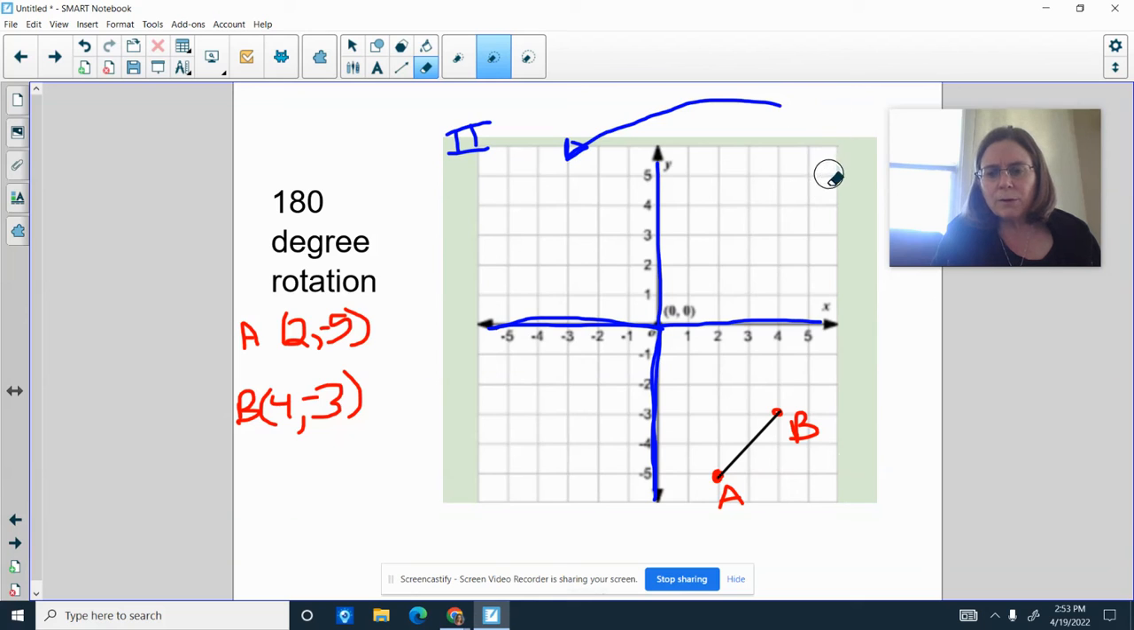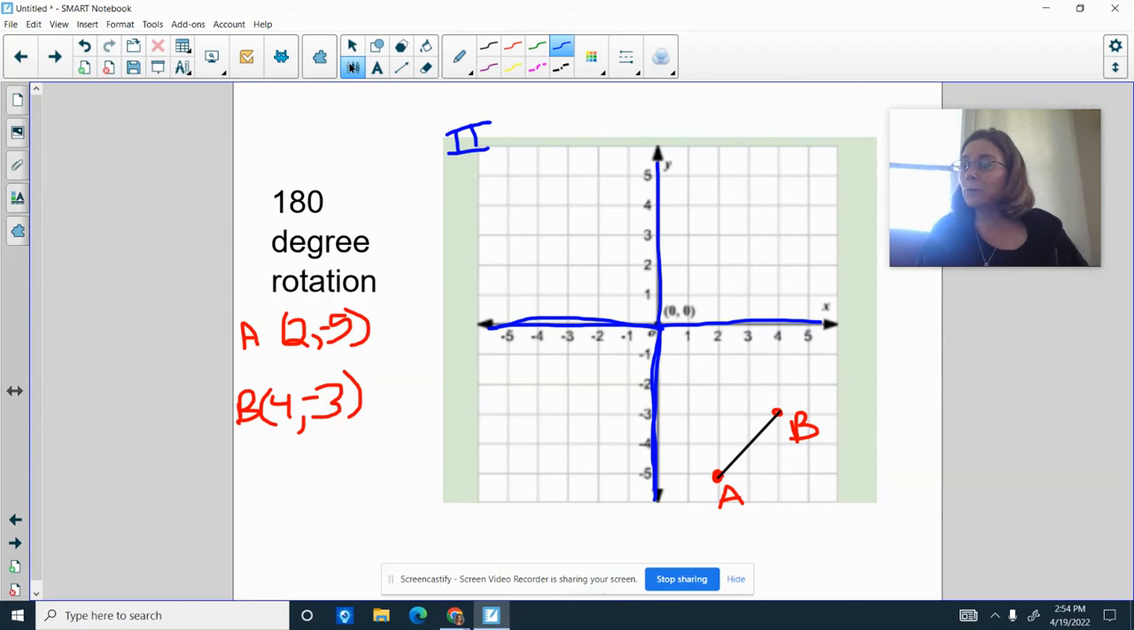If you think of the coordinate graph like a map, there are different ways to get to school or to the mall. That's all it is. It's just a different way to get there. So we're going to go 180 degrees, and we're going to end up over here in the second quadrant.